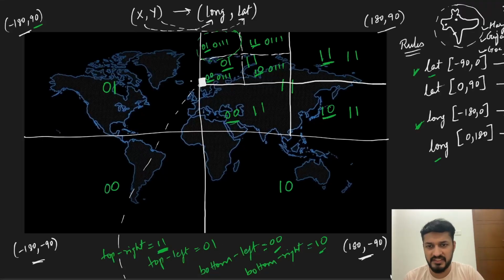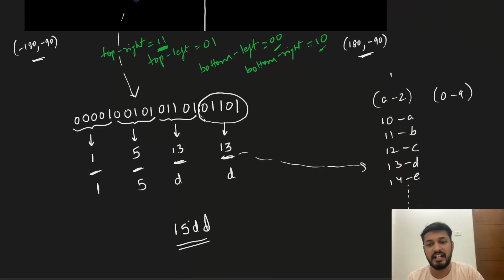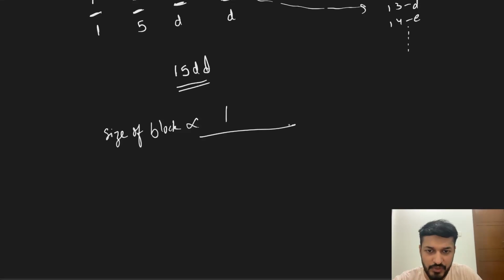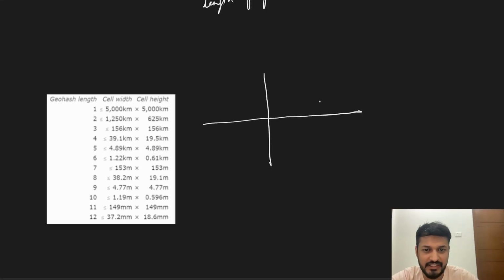Got it? So as you can see, if I keep on dividing the blocks further, the blocks keep on becoming smaller and the length of the binary geohash will increase. And when the length of the binary geohash increases, this will in turn increase the length of our alphanumeric geohash. Okay, so we can clearly say the size of a block is inversely proportional to the length of geohash.